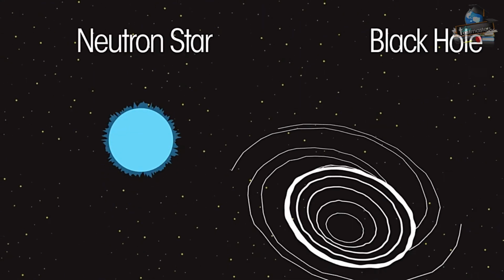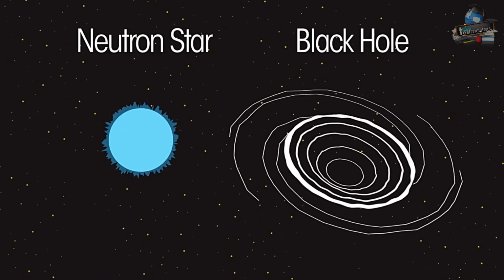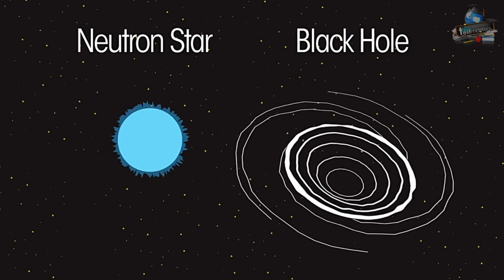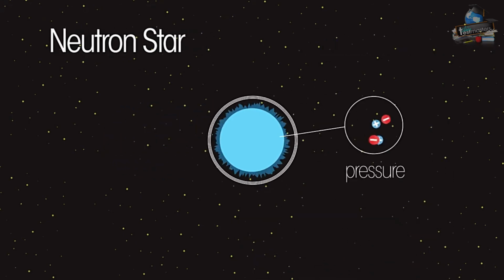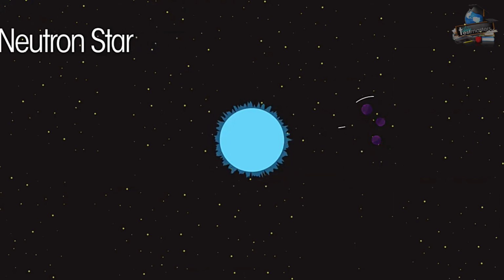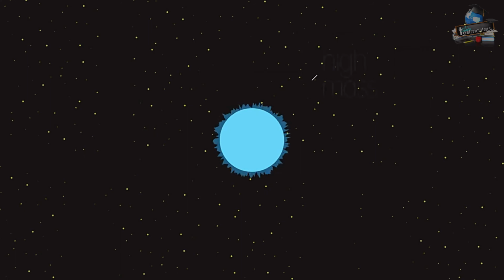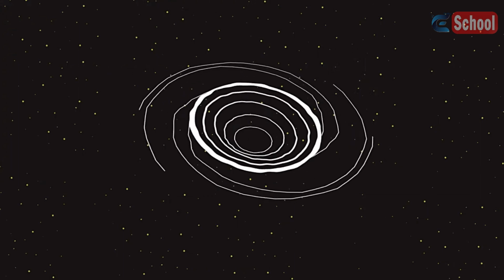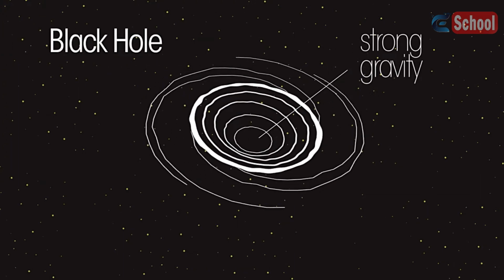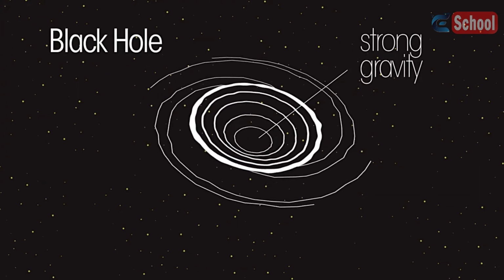One of 2 things can happen next. Either a neutron star or a black hole is formed. A neutron star is made of densely packed neutrons, formed when under immense pressure, electrons are forced to merge with protons. A black hole is formed if the mass of the neutron star is sufficiently high to cause further gravitational collapse. A black hole has such strong gravity that even light cannot escape it.